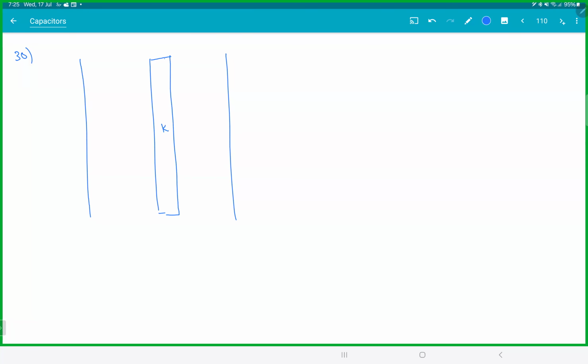So we have a dielectric slab here. Thickness T. Total distance is D. And this distance is X. Area A, find C equivalent. So you introduced a thin dielectric slab. The whole thing is not filled with the dielectric, only a part of it is filled with dielectric, remaining is vacuum. And this is placed at a distance X from left hand side. So find the C equivalent.